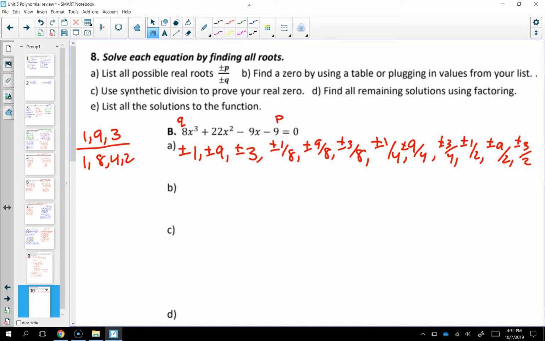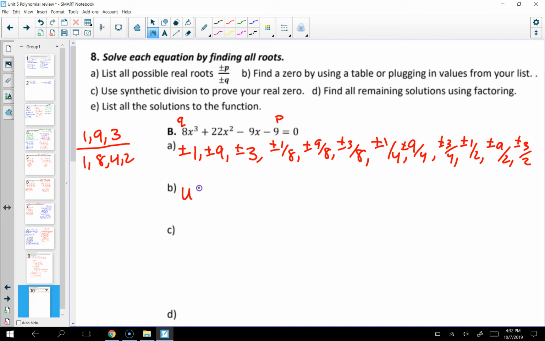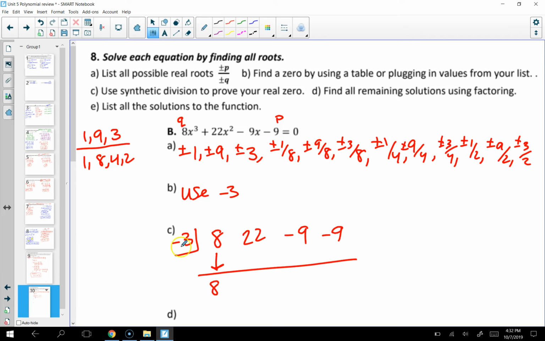Come back over here. Oh, cancel that. Alright, so we are going to use negative 3. So that goes in our box. Alright, coefficients fall down. Nothing is missing, so no zeros are needed. Alright, drop the 8. Multiply negative 24, so subtract to give me negative 2. Multiply, this time add to give me negative 3. Multiply, and we get a remainder of 0, so we're good.